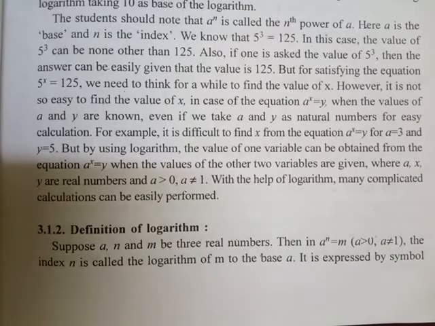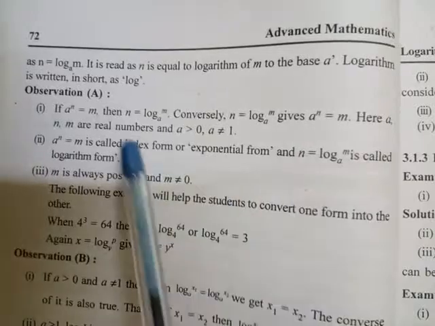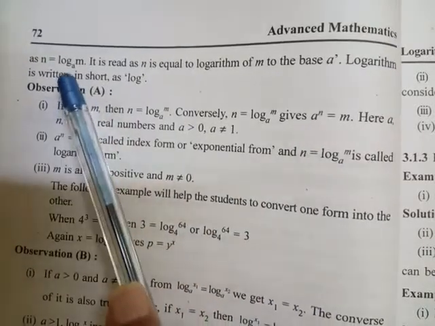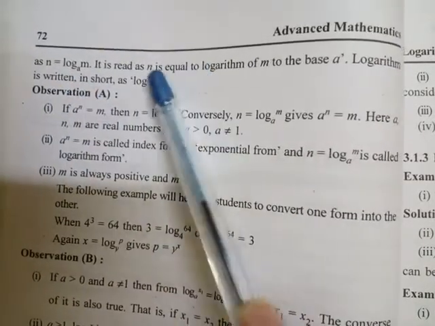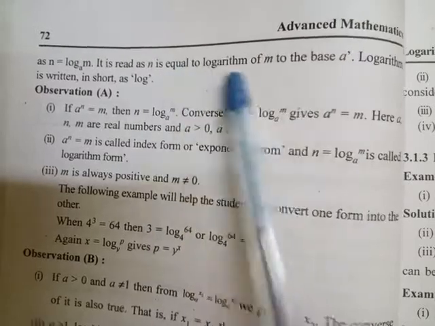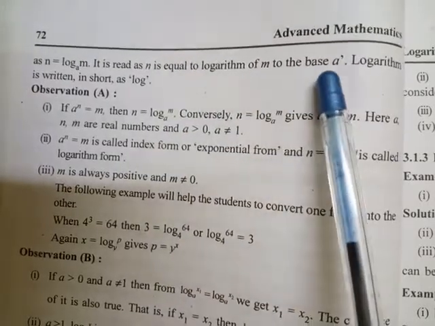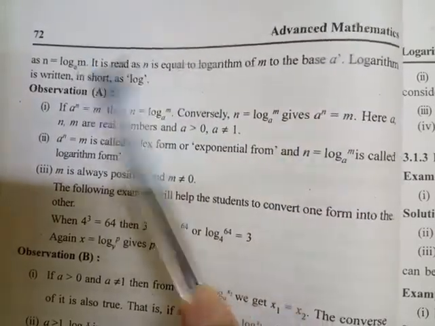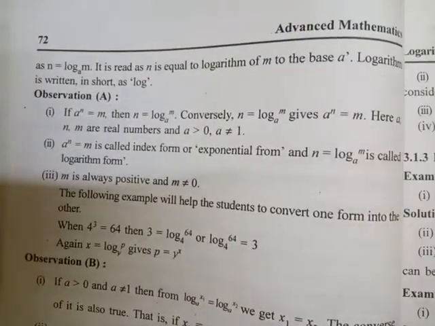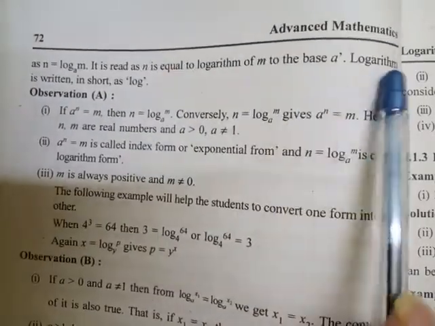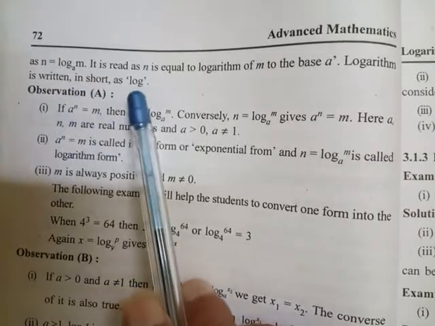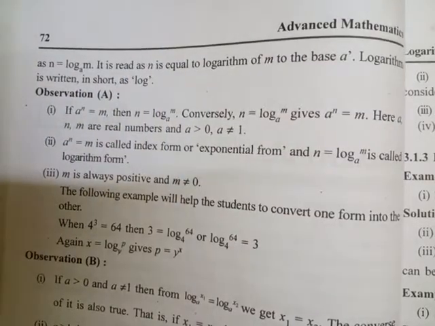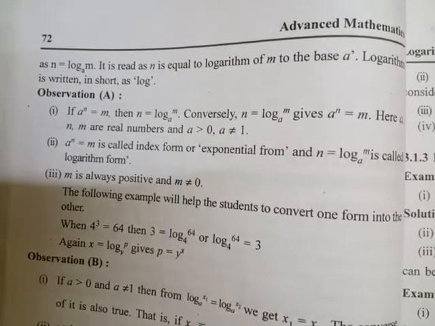Now look, what is the symbol actually? Look student, this is the symbol: n equal to log base a m. It is read as n is equal to logarithm of m to the base a, or we can say directly log m base a. Logarithm is written in the short form log. Now this is the basic information about the logarithm.